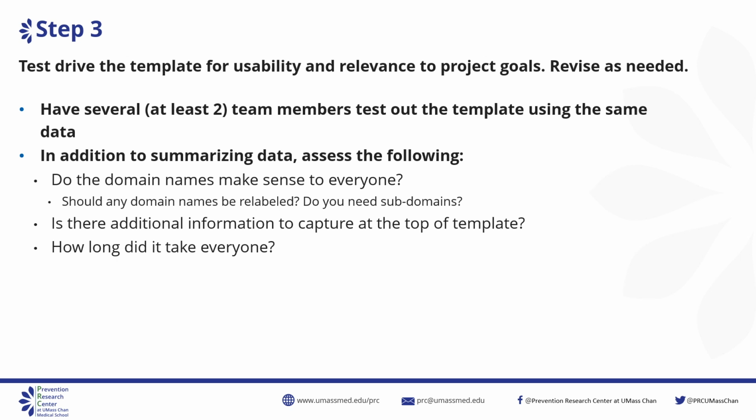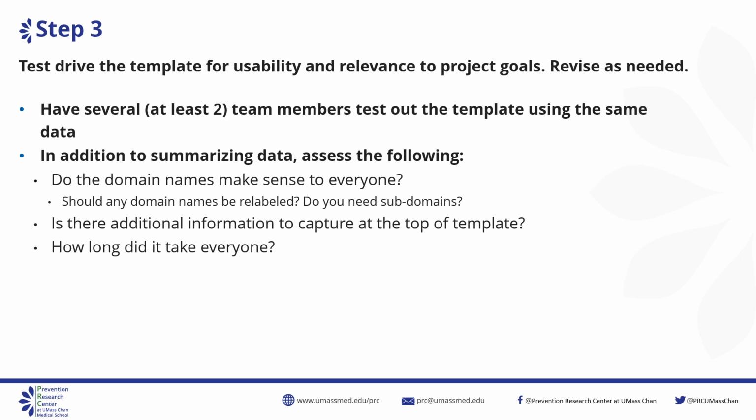So in addition to summarizing the data, which on the next slide I'll talk through what should be going into the template and how we're using it, in this initial round of the summarizing process, we want everybody to be assessing the following. This is a great chance to double check, do those domain names make sense to everybody?